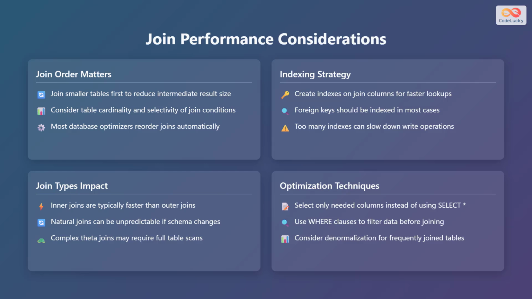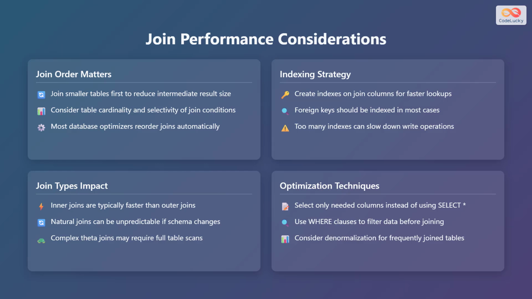Different join types also have different impacts. Inner joins are typically faster than outer joins. Natural joins can be unpredictable if the schema changes. Complex theta joins may require full table scans.